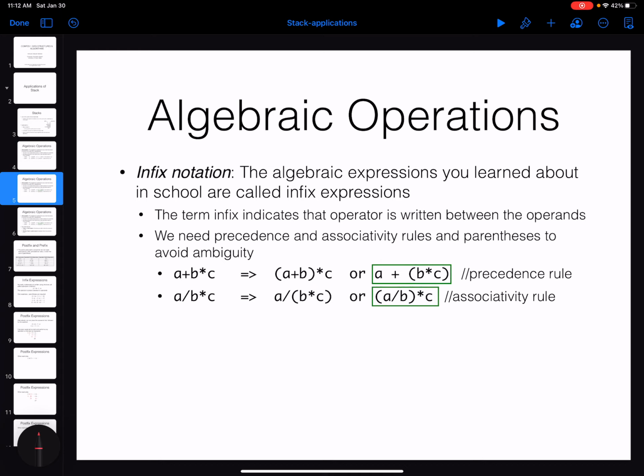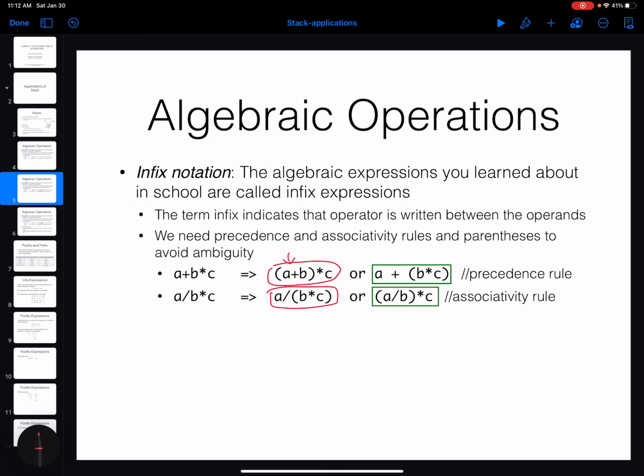So what if I meant this expression instead? In those cases, you have to use parentheses. You have to put a and b inside parentheses, and using the parentheses, you give higher precedence to calculating a plus b first, and then the result will be multiplied by c.